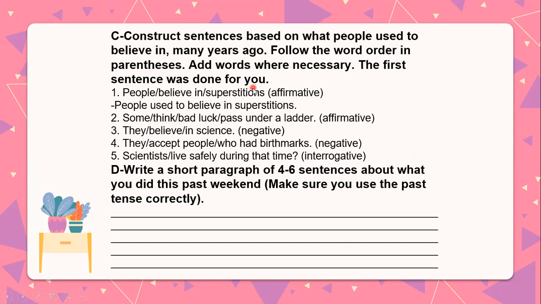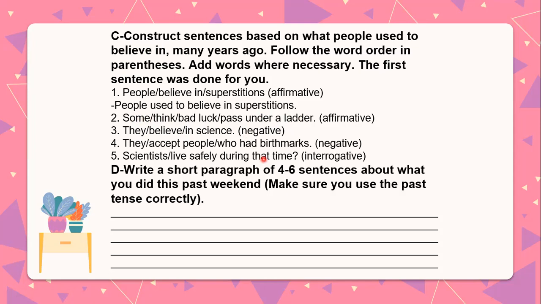You need to follow the order of the words to construct these sentences. You have the first one already solved for you. You have people believe in superstitions, and this is the affirmative form. So people used to believe in superstitions. Something bad luck passed under a ladder. So some used to think, etc. Negative form and interrogative form.